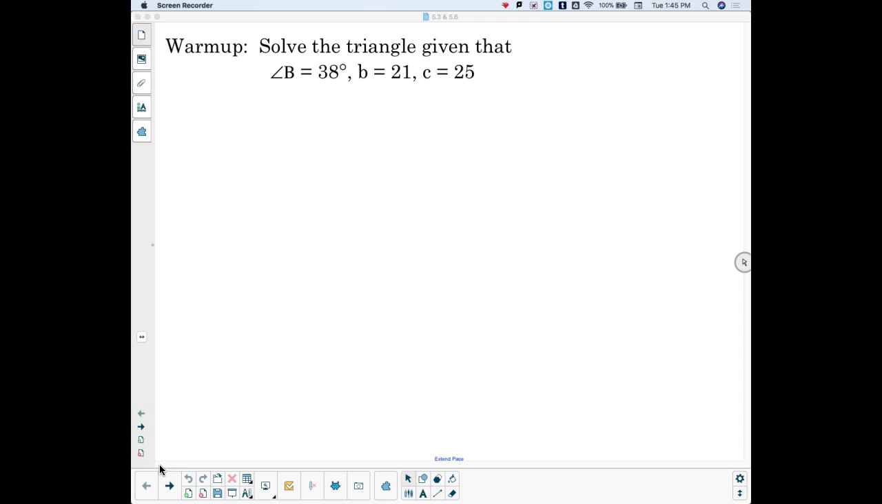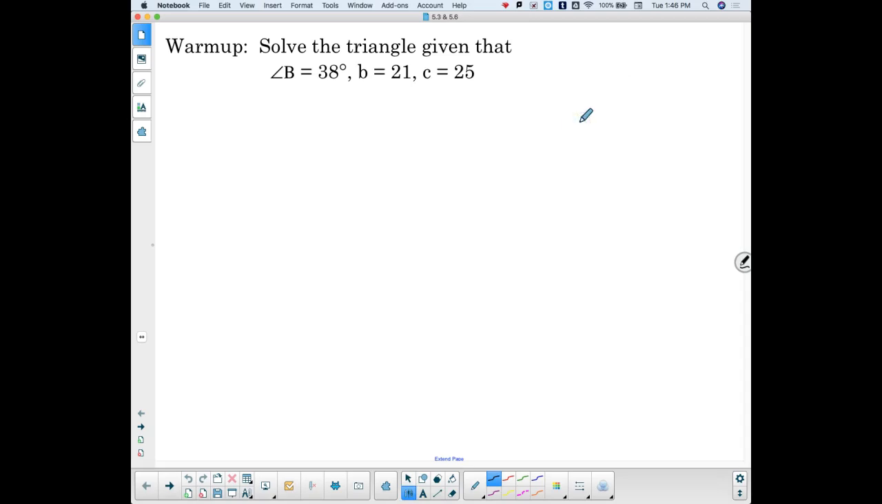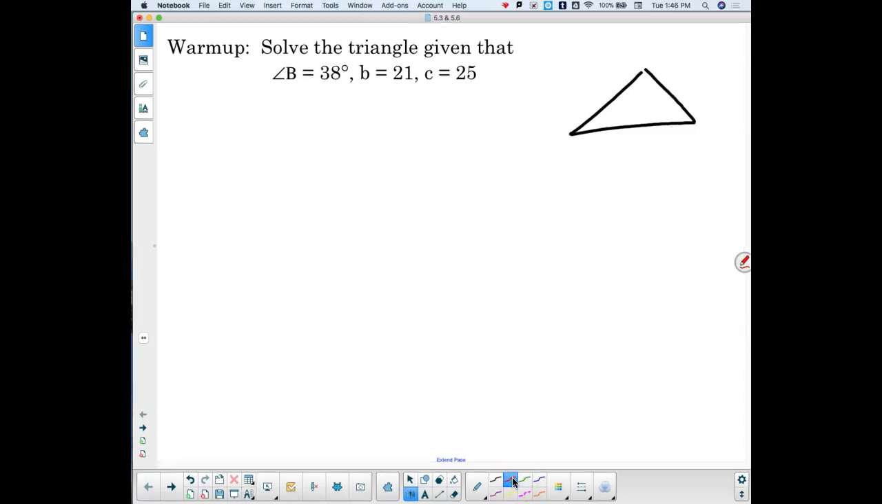Okay? So, first off, I would draw myself a picture here of this scenario. And this scenario tells me then that I have angle B over here. It is 38 degrees. Side B is 21. Side C is 25, which puts this as angle C, and then we'll call that angle A.